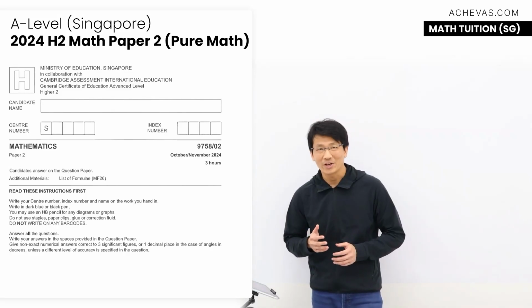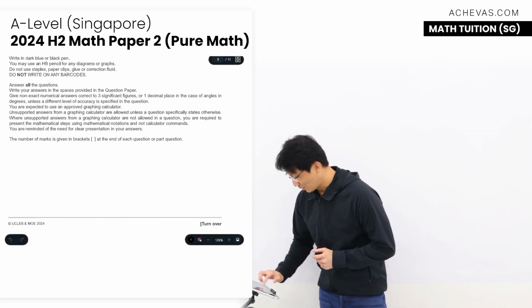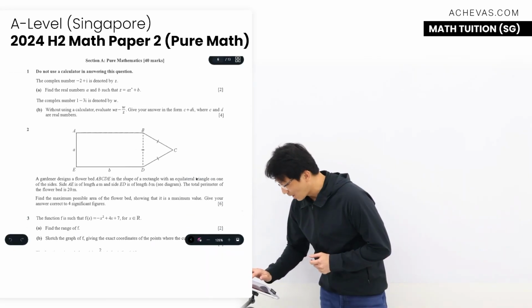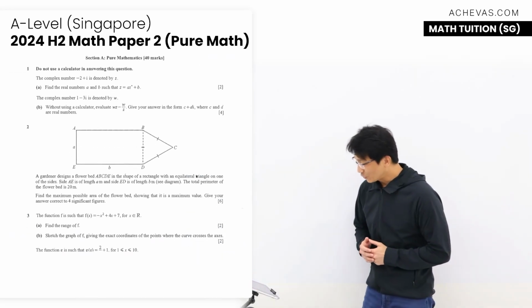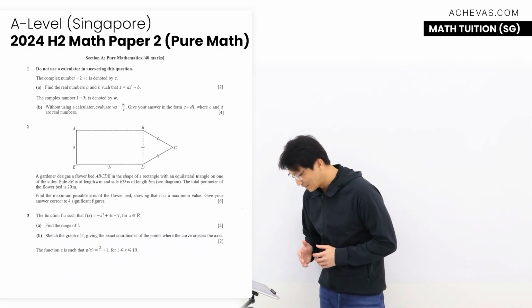Let's take a look at Cambridge A-Level H2 Math 2024 Paper 2. Let's start off with the section on the pure maths part first. We have here question number 1. It says that the complex number -2 + i is denoted by z.